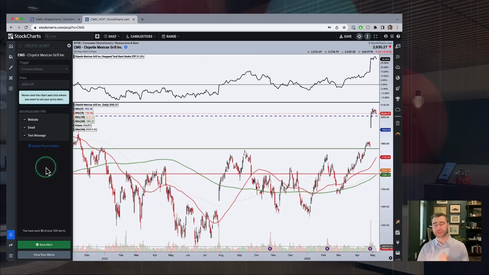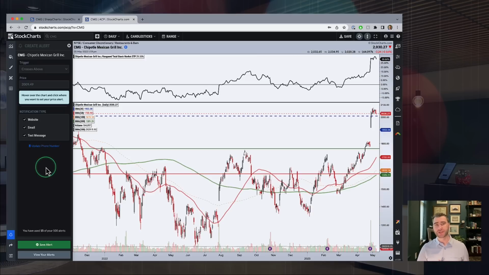So if you set one of these price target lines here in ACP, you can also create an alert for that level. And as soon as it gets triggered, we'll send you a text, we'll send you an email, we'll show you a banner on the site. It makes it really easy to follow those key levels. So another feature that I like to use.